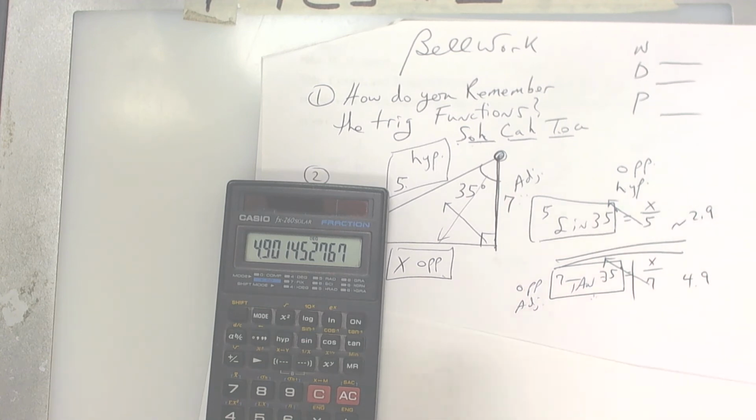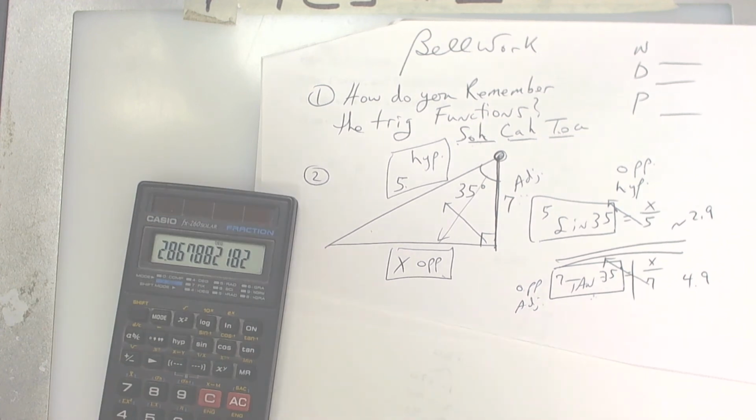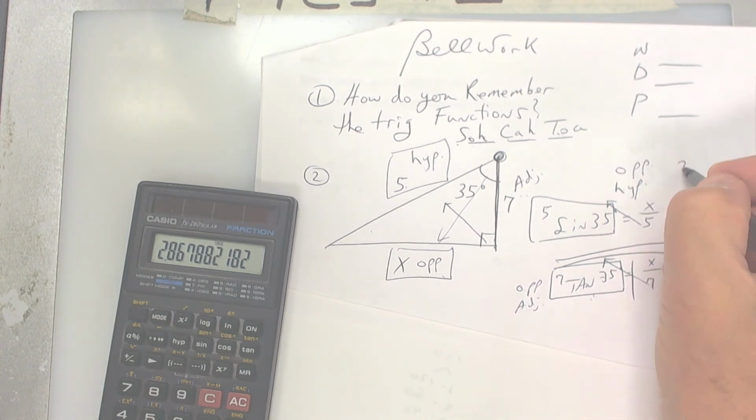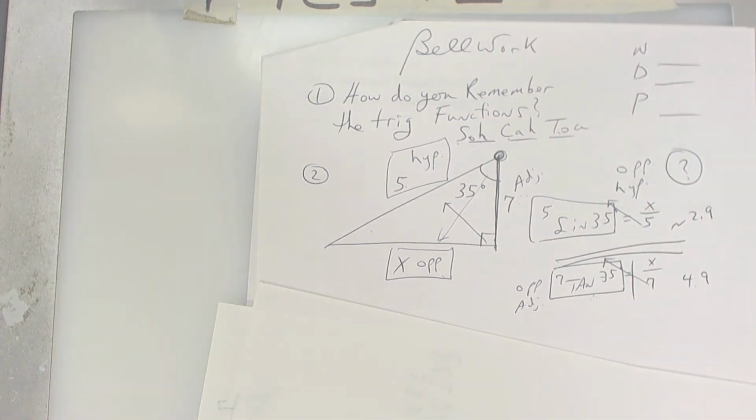So let me just try again. 35 sine, okay, times 5, and I get 2.89. So I still get the same thing. So let me just check my work. Opposite over adjacent is tangent, so the tangent of 35. That seems right. And the sine is opposite over hypotenuse, and that should be right there. So we should get the same value here, okay? Now we're not going to get stuck on this, so put a question mark, and we'll come back to it. All right? So it should have worked either way.